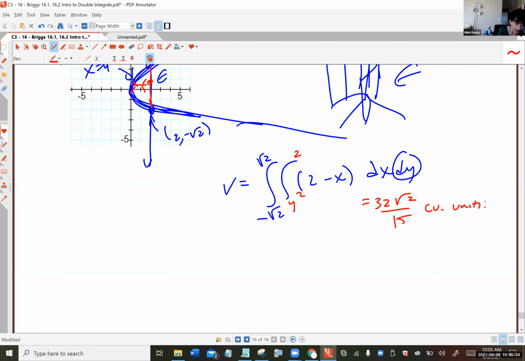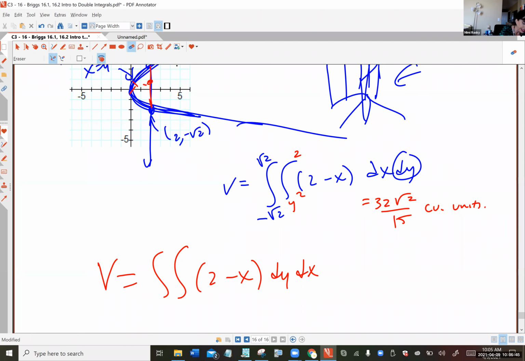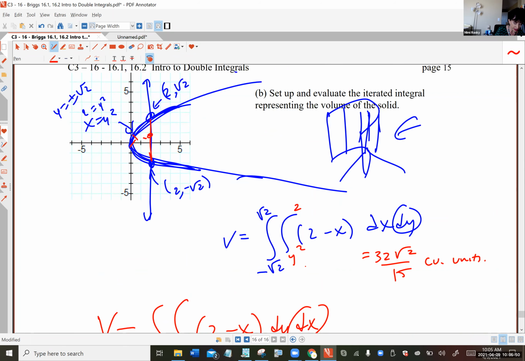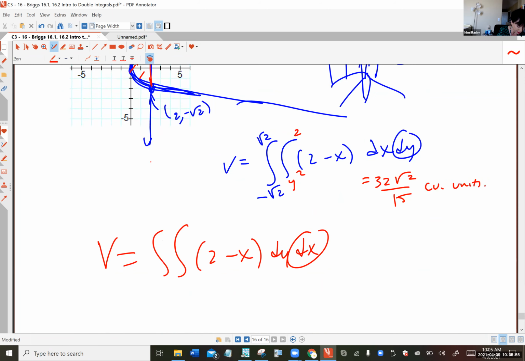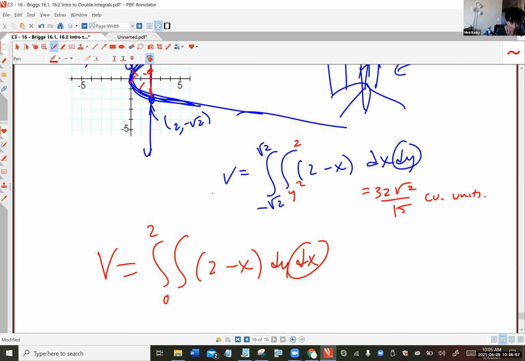What if you wanted to set this volume up using dy dx instead, just because that's how you like to roll? Sometimes it's not doable, but in this case it is doable, but it will involve most likely much more difficult integration. It might involve change of variables, but it can be done. Let's just do it. If you do this, the outer limit has to be pure numbers. So on this region, x is going from pure number 0 to pure number 2.